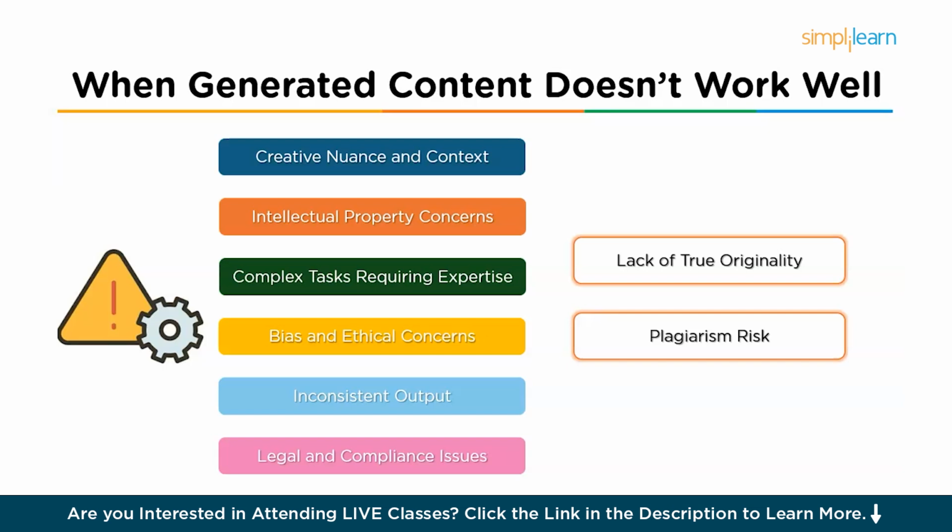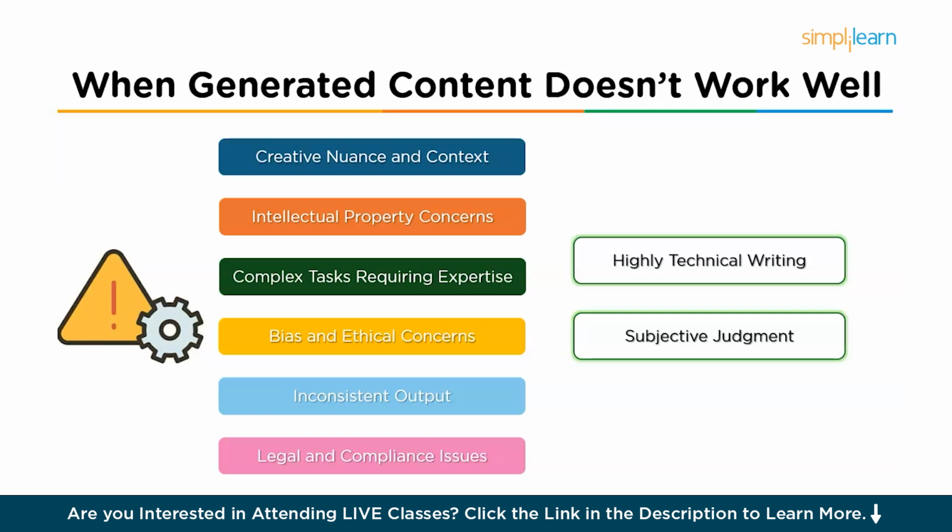And then there is a risk of plagiarism. AI tools trained on large data sets may generate content that's too similar to existing work, leading to plagiarism concerns. The next, there is complex tasks requiring expertise, where highly technical writing comes. While AI can generate content on a variety of topics, it struggles with complex specialized subjects like advanced scientific research, intricate legal analysis, or deep medical knowledge. For instance, in areas like legal documentation, the precision and the attention to detail required often go beyond AI's current capabilities.